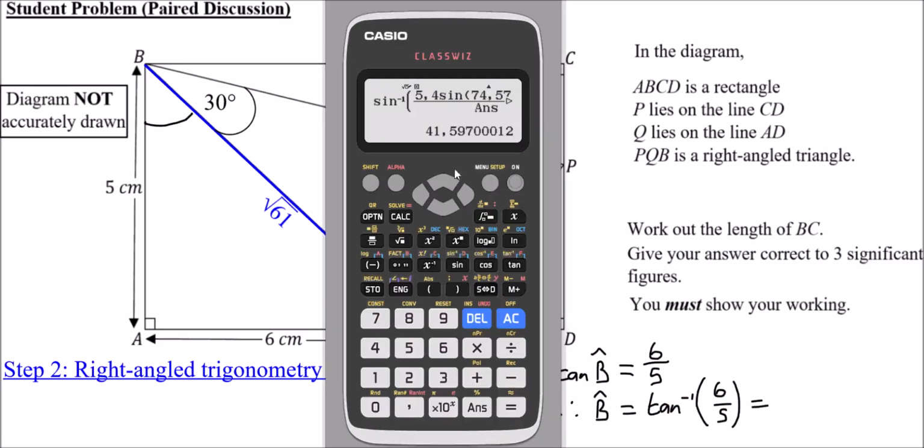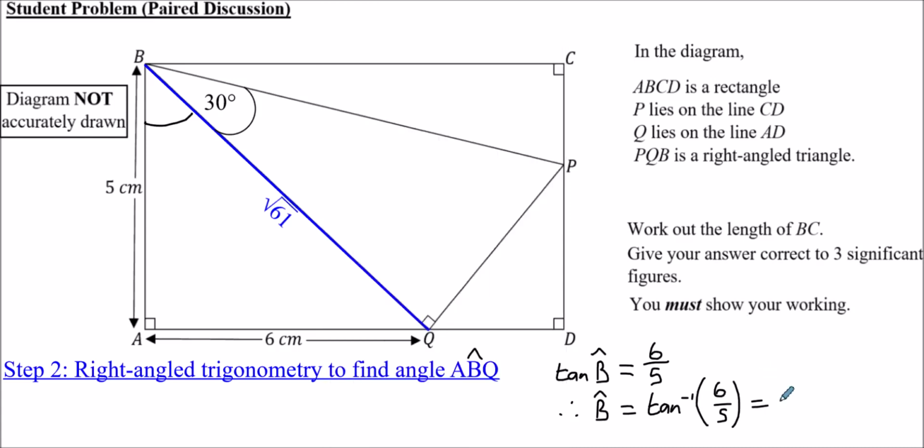Let's work out what that gives us. So shift tan, 6 divided by 5, or tan minus 1 of 1.2. I get 50.19442891. And again, I'm writing out all the digits on the calculator to make absolutely sure I don't incur any rounding error. I don't want to lose any points for this question. So I'm going to add this in to the diagram.